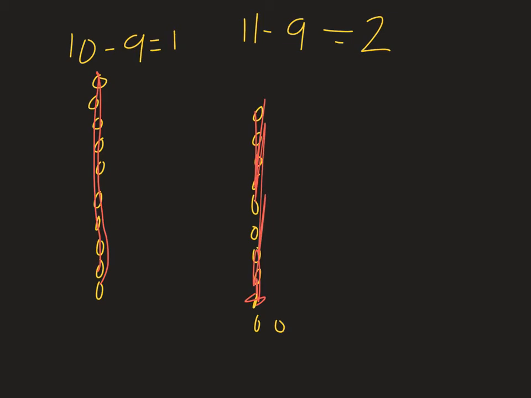Now, we can see that we can use number bonds here to make sense of this. So let's number bond 11. Let's pull out 10. If we pull out 10 from 11, we have 1 left.